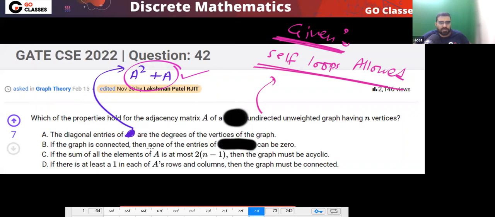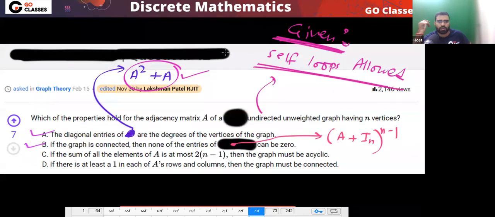What they have to do is just A plus IN power N minus 1. Then this will be correct. All they have to do is just this: A plus IN power N minus 1. Once they do this, this will be correct. So these are basically the variations. I am telling you all the variations that are possible.